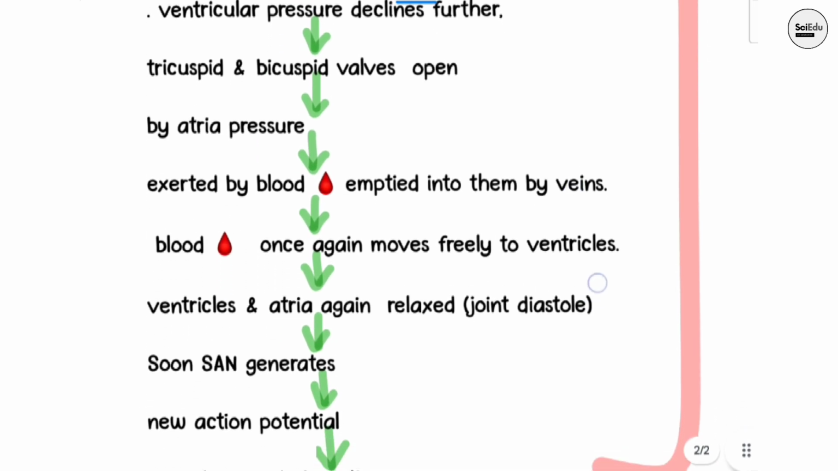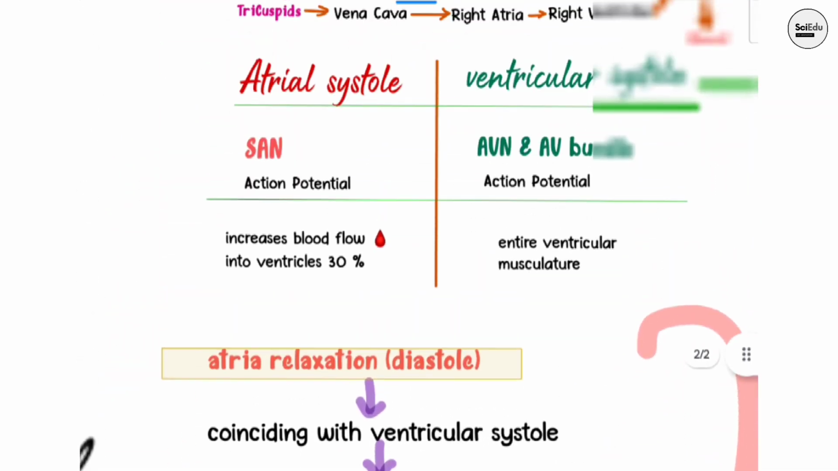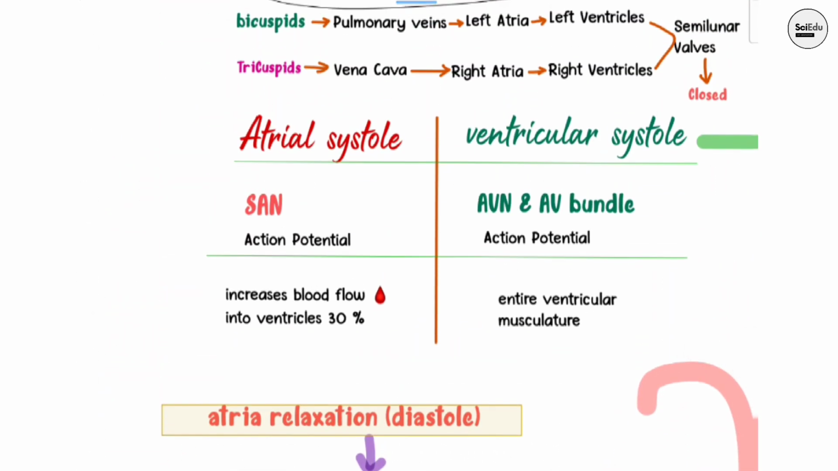The ventricles now relax, ventricular diastole, and the ventricular pressure falls, causing the closure of semilunar valves, which prevents the backflow of blood into the ventricles. As the ventricular pressure declines further, the tricuspid and bicuspid valves are pushed open by the pressure in the atria exerted by the blood which was being emptied into them by the veins. The blood now once again moves freely to the ventricles. The ventricles and atria are now again in a relaxed, joint diastole state, as earlier.